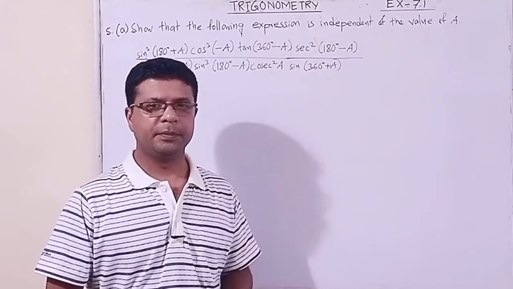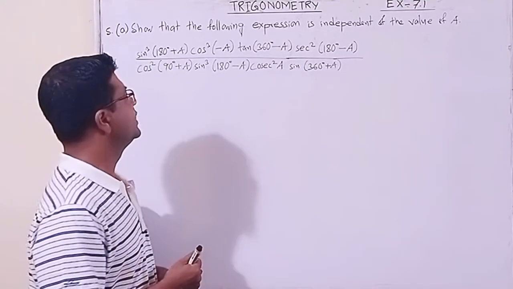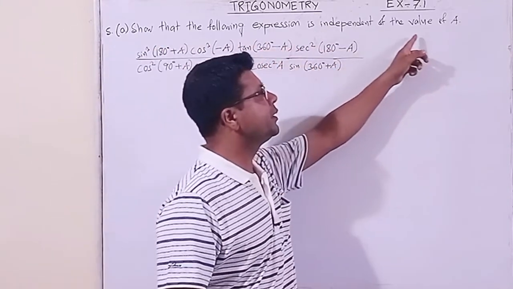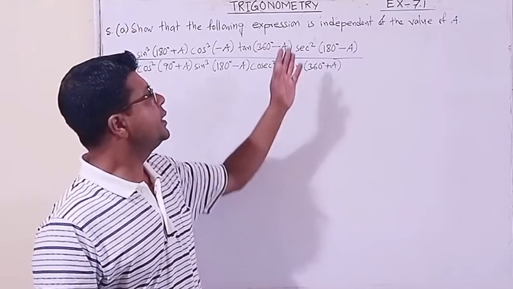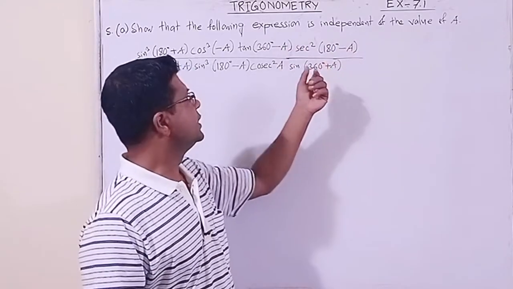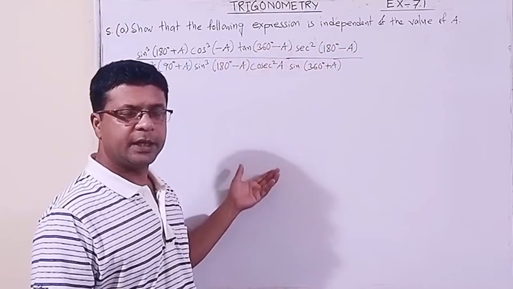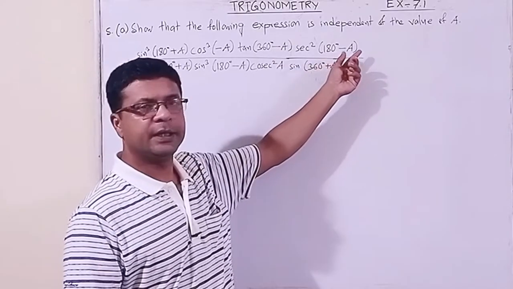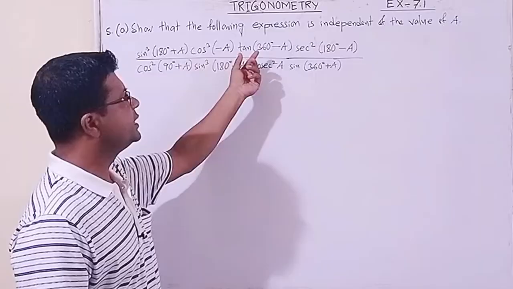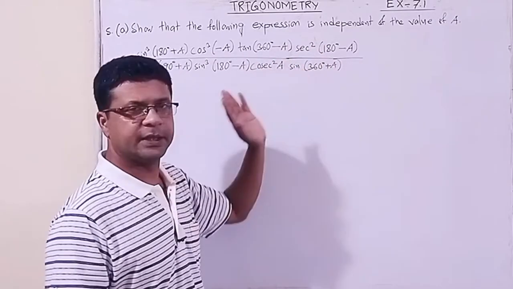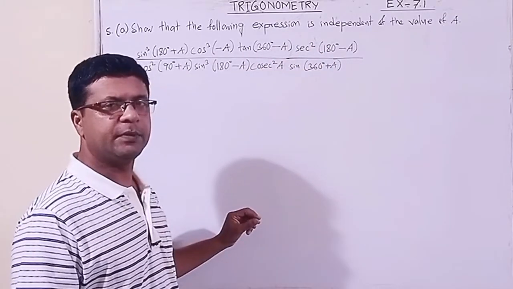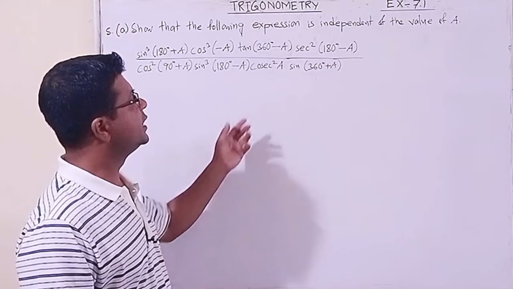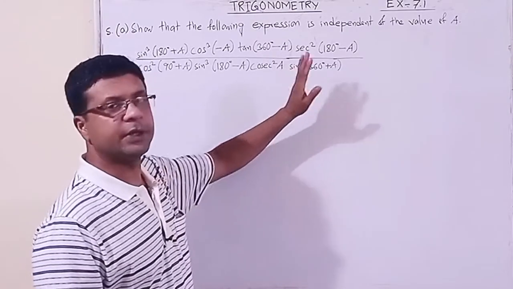right hand side. Okay, my beloved students, we are in 5a. Let us read the question. Show that the following expression is independent of the value of a. Independent of the value of a means that we will get an expression at the end. In that expression there will be no term containing a. Here you see, in each term there is a, everywhere there is a. But at the end, when we simplify, we have to show that whatever we get, that expression will be without a.